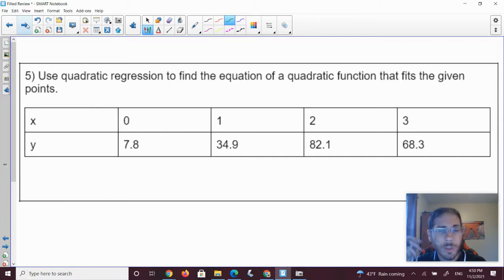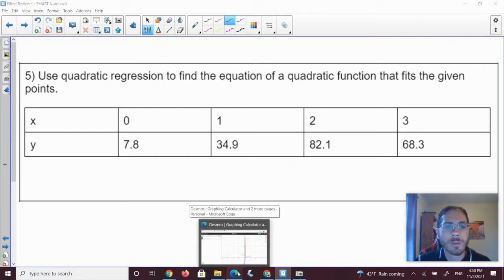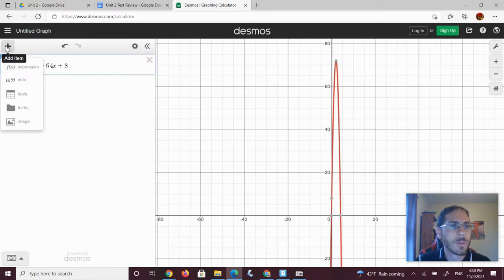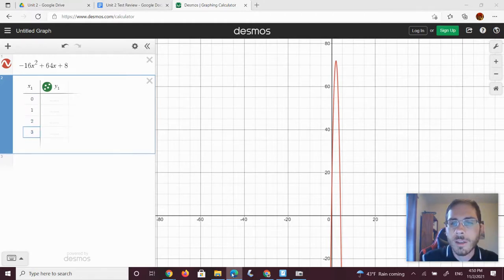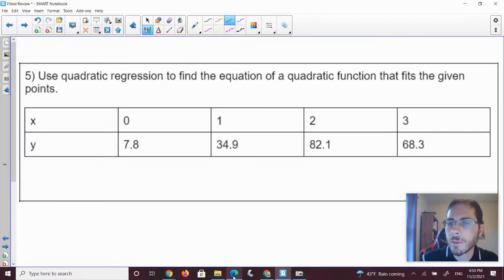So for number 5, use quadratic regression to find the equation of a quadratic function that fits the given points. Nothing to do but to throw it into Desmos. So we got 0, 1, 2, and 3 again. So that makes the table kind of nice. 0, 1, 2, 3. And then for our points, 7.8, 34.9. For our other 2 points, 82.1, and 60 something, 68.3.